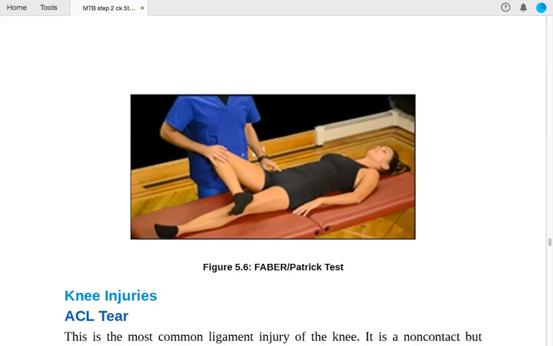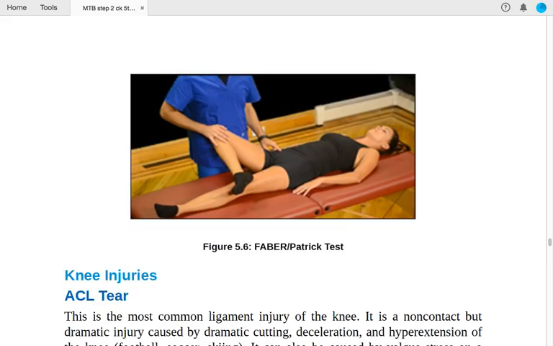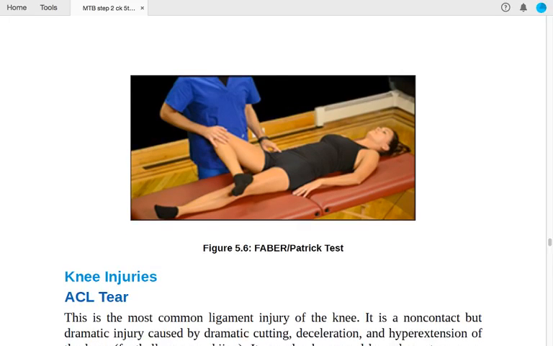So he's showing the Faber, that is the Patrick test. So I think we should go for the video first.